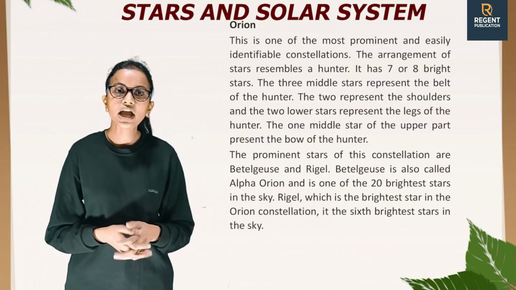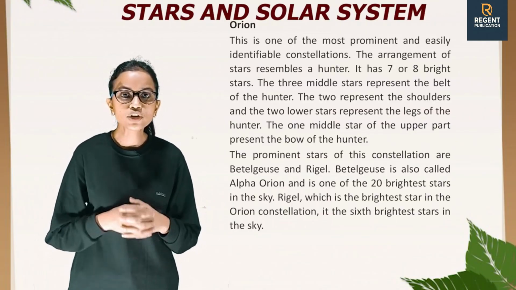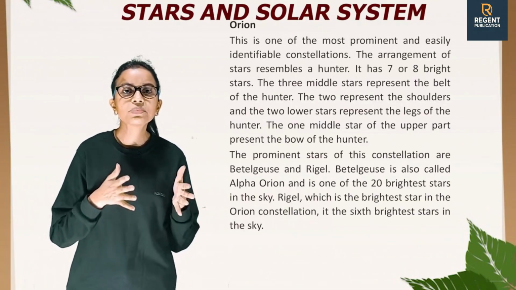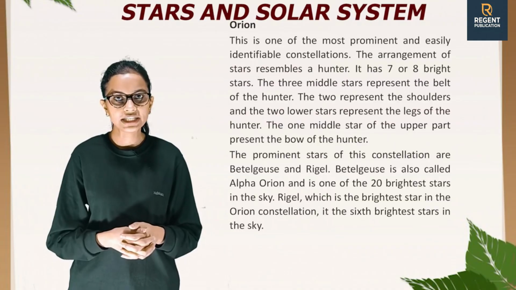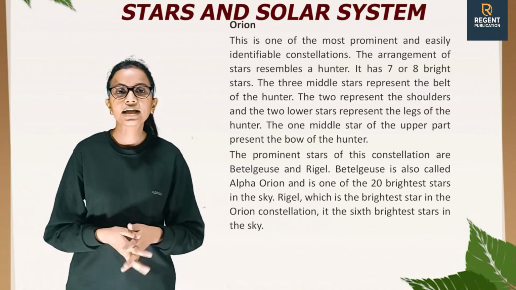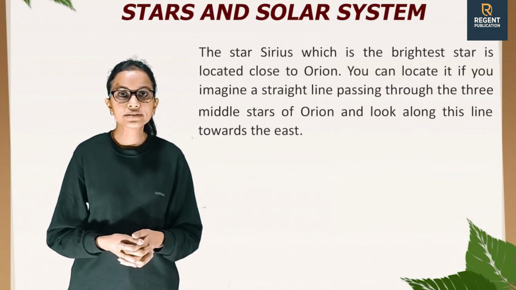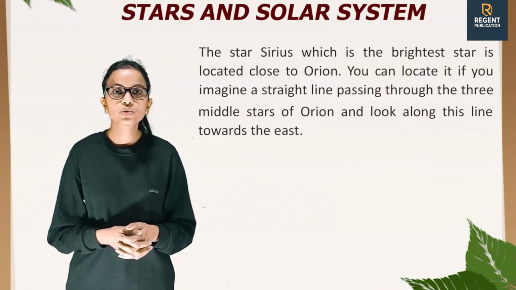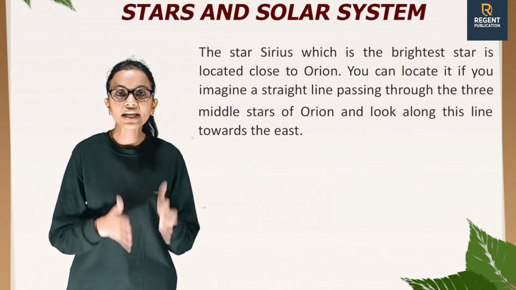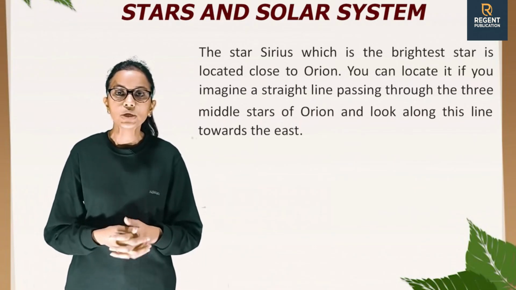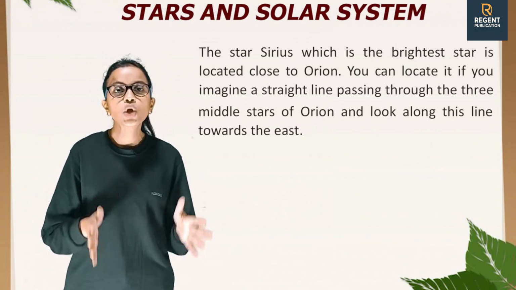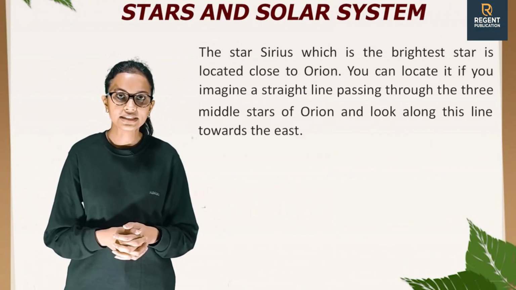Betelgeuse is also called Alpha Orionis and is one of the 20 brightest stars in the sky. Rigel, which is the brightest star in the Orion constellation, is the sixth brightest star in the sky. The star Sirius, which is the brightest star, is located close to Orion. You can locate it if you imagine a straight line passing through the three middle stars of Orion and look along this line towards the east.